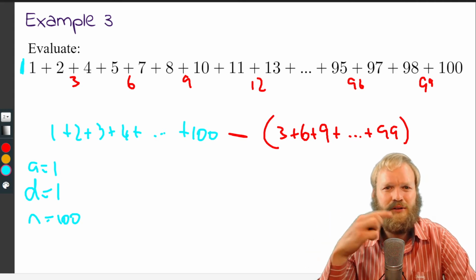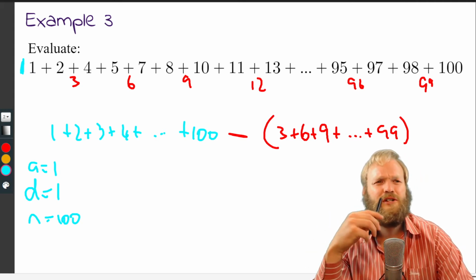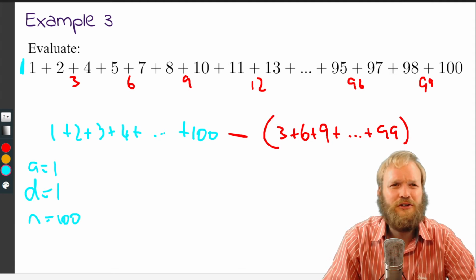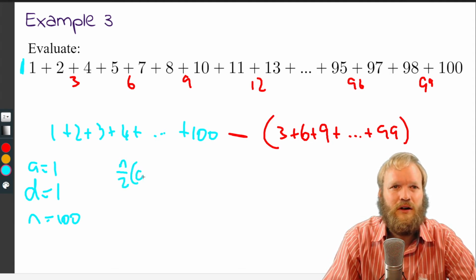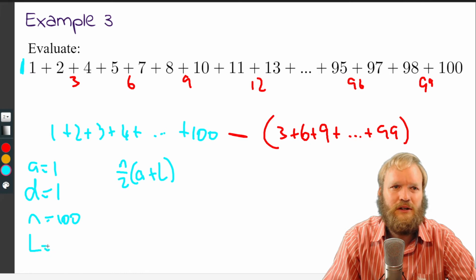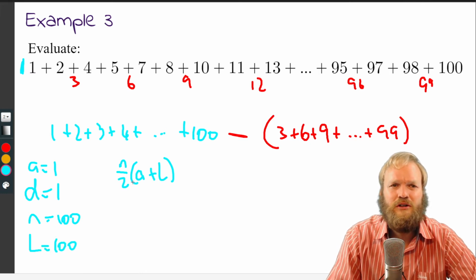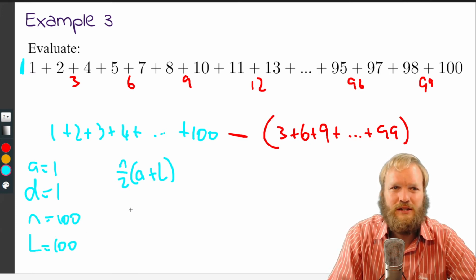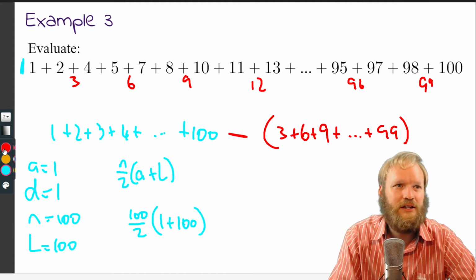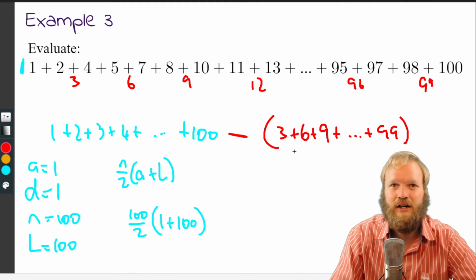Well, pausing to think also, which version are you going to use? We could have n over 2 times (a plus l). That seems quite easy. We know n, we know a, we know l is 100. So this part's going to be easy, right? 100 over 2 times (a plus l). So that's that part.